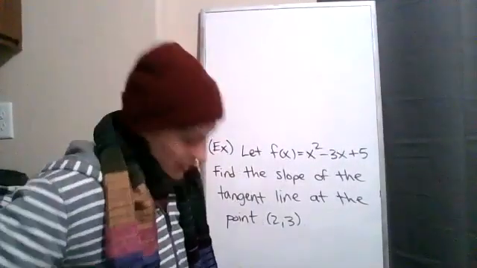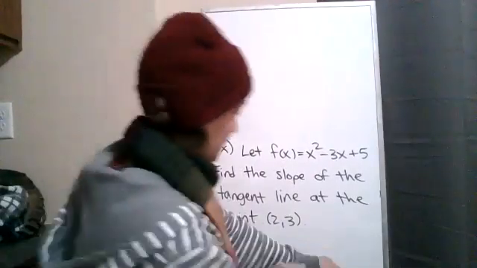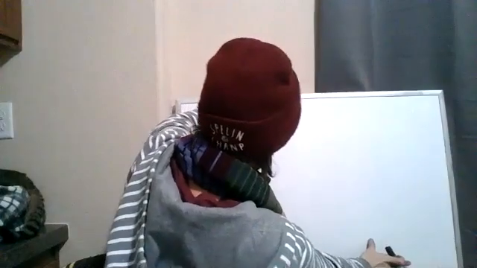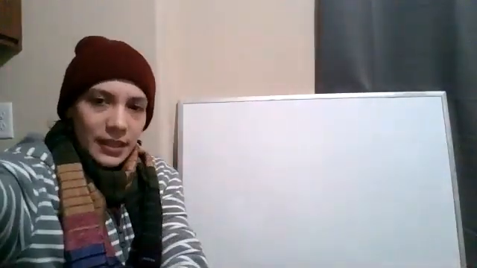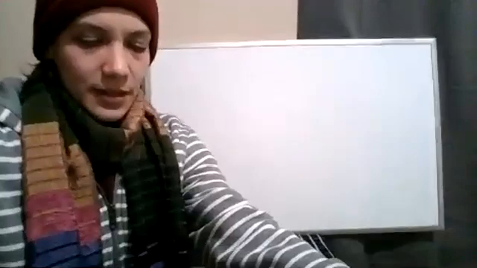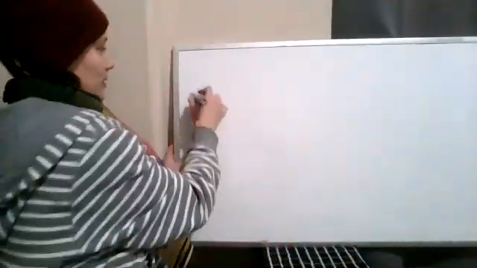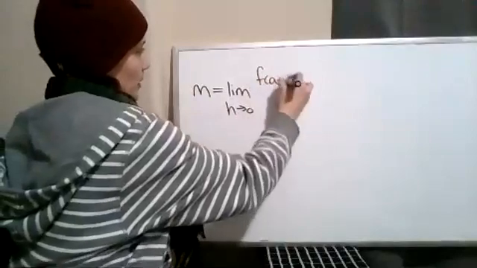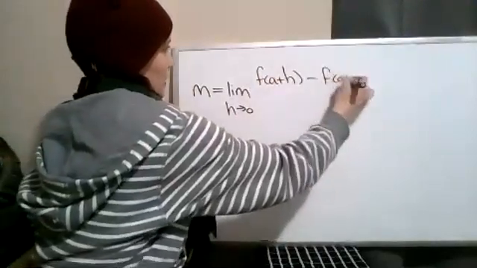Okay, we'll try the problem. All right, I've never done this before, but cool. The limit as h goes to 0 of f of a plus h subtract f of a over h.